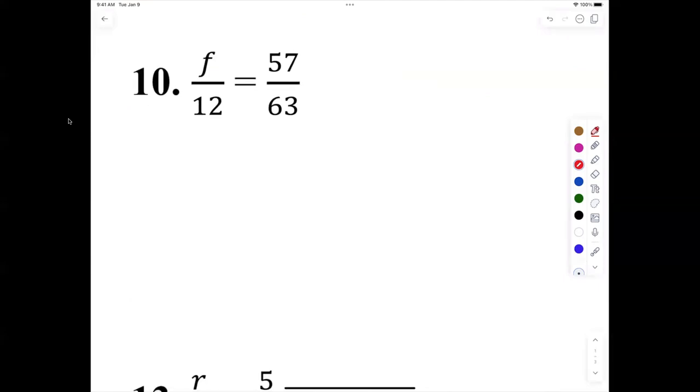So 63F equals 684. And F equals 10.85714286. Okay, so what did I tell you I wanted you to do with that number? Rounded. Miss Elliott, what are we supposed to do with that number? Turn it into an improper fraction. Use your calculator to do that. I'm trying to make sure you know how to use your calculator.